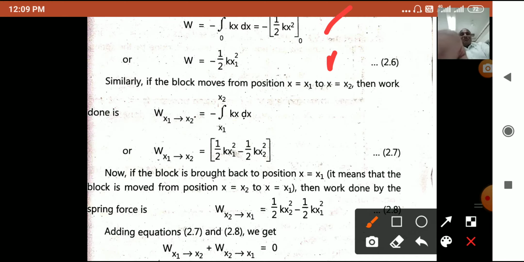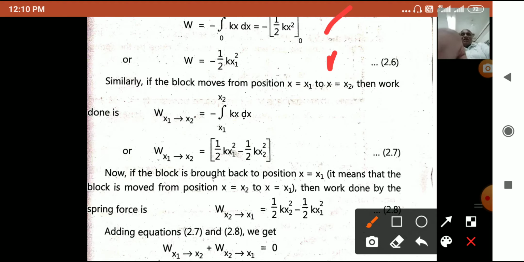Similarly, if the block moves from x1 to x equal to x, this is the case when we move from x equal to 0 to x equal to 1. Now if the block moves from x equal to 1 to x equal to 2, again in a similar manner, the work done will be W, where the body moves from x1 to x2, which is equal to the integral in the limit x1 to x2 of minus kx dx.